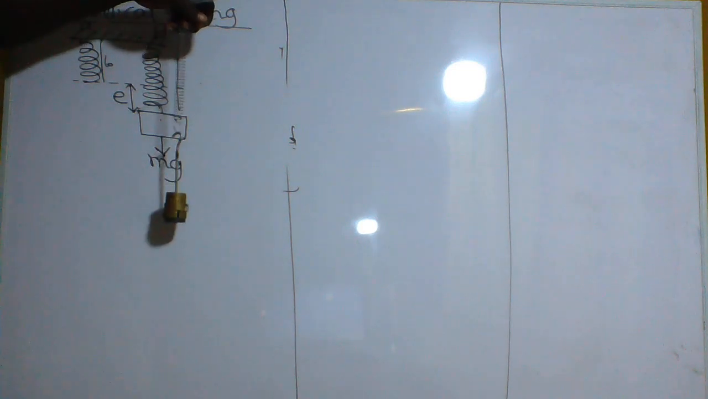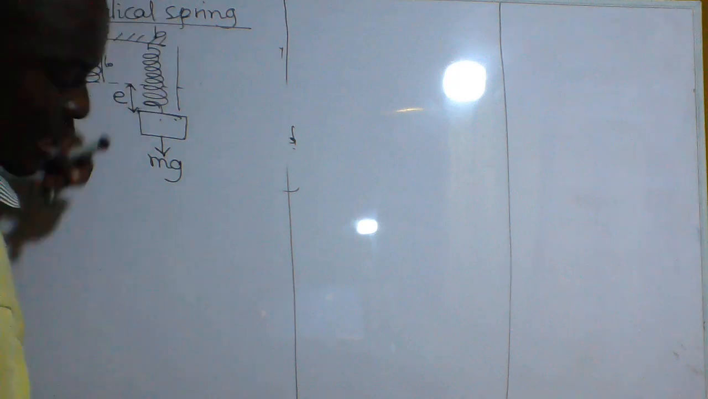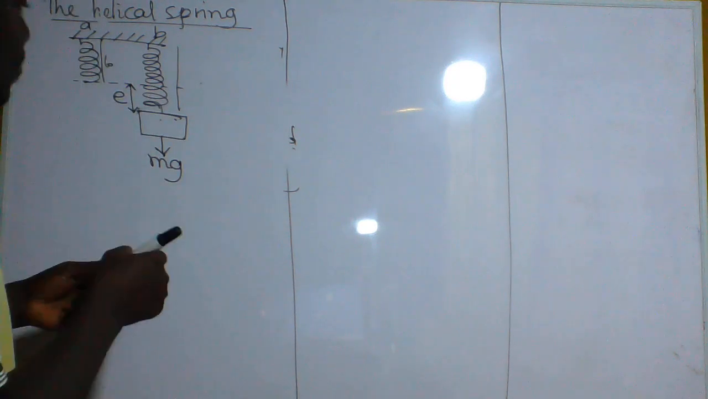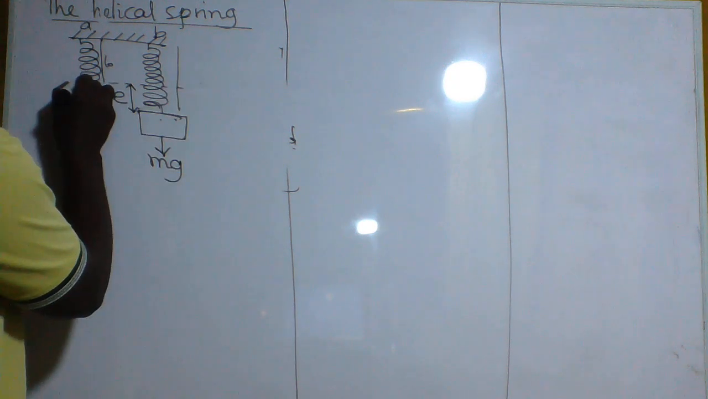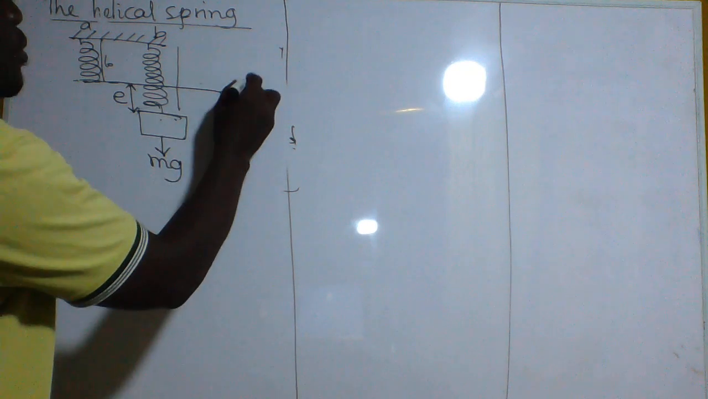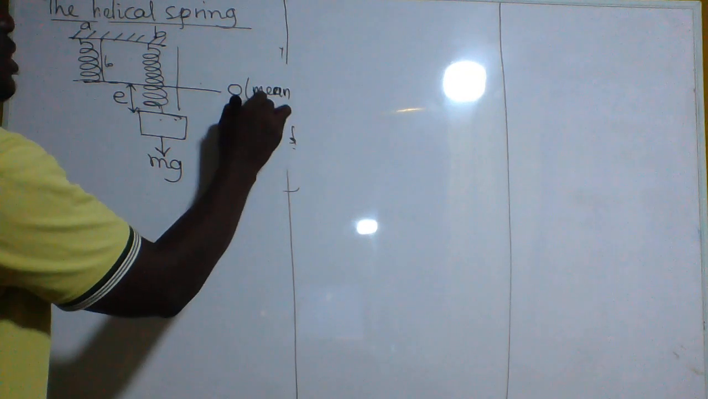when weight or force is attached to the spring, the spring always has the tendency to restore the spring or the system back to its original form or shape. So there's always what we call a spring force, which is always opposite to the direction of the displacement. So this line O is the point where the spring is at the mean position.